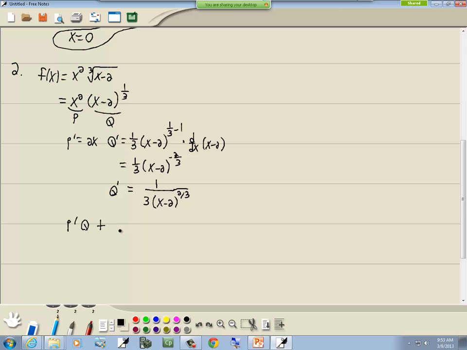Product rule, we've got p prime q plus p q prime. So for our derivative, we said p prime was 2x times q, which is x minus 2 to the 1/3, plus p, which is x squared, times q prime, which is 1 over 3 times x minus 2 to the 2/3. Double check all that. Yeah.